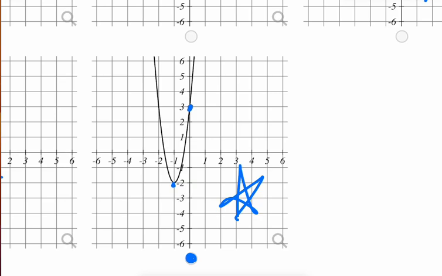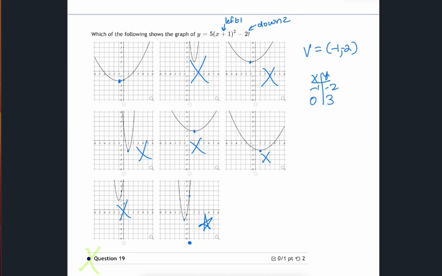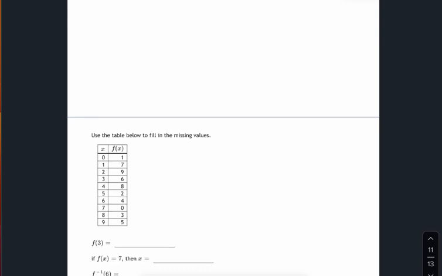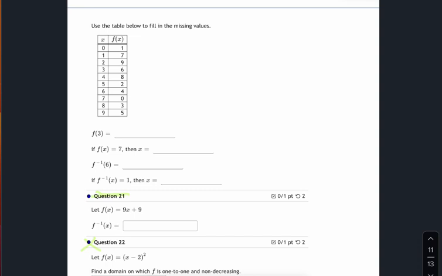That is the only one that hits the right vertex. It moved left 1 and down 2. It hits the right kind of skinniness. That 5 pulled it up higher. It was a stretch. And so you'll see instead of going out 1 and up 1, it went out 1 and up 5. So that's kind of how it stretched it upward. Everybody good with question 18? Okay, we're skipping 19. And we are going to now move on to 20. We're almost done. We're getting there.